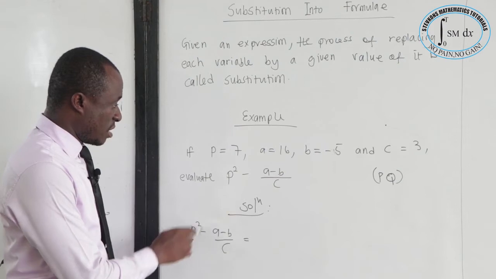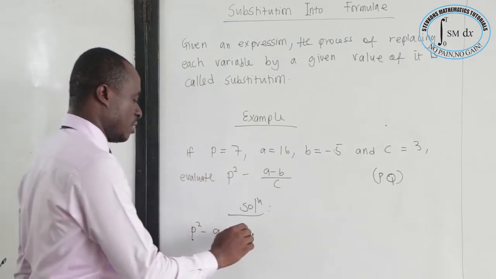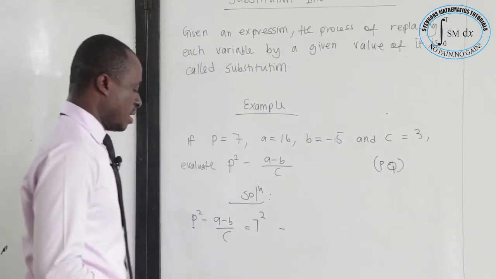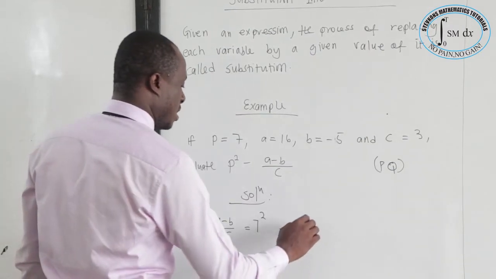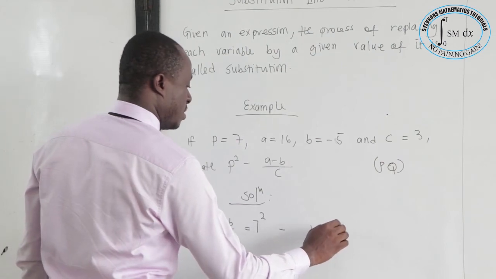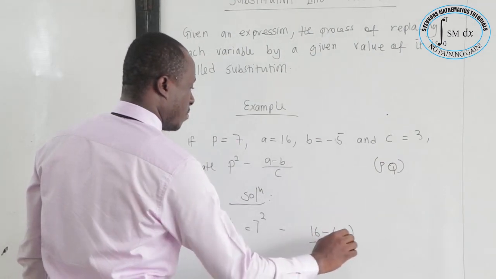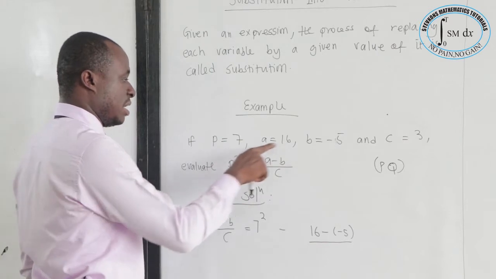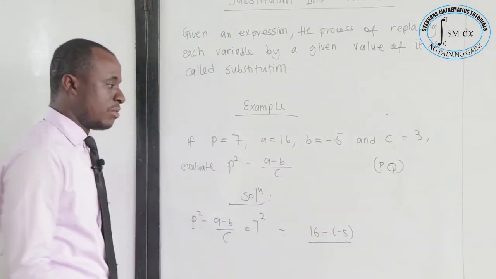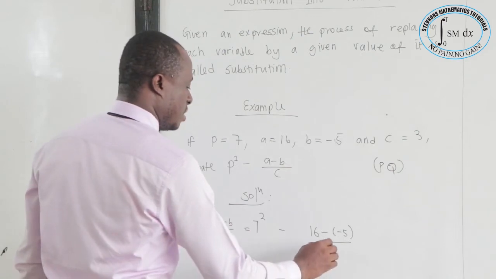What is P given to us? That is 7. So we have 7 squared minus A minus B. What is our A? Our A is 16, but then our B is negative 5. A minus B: our A is 16, our B is negative 5, but then there's a negative here already, all over the C. What is the C?